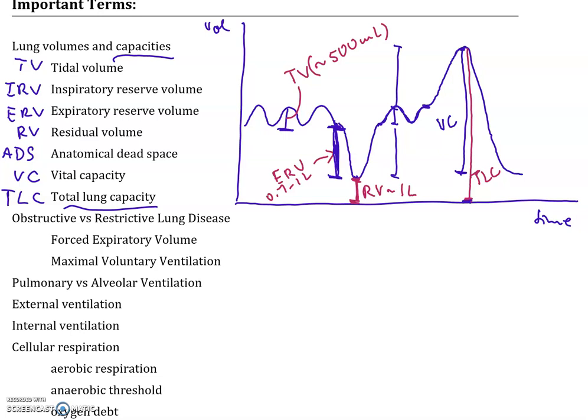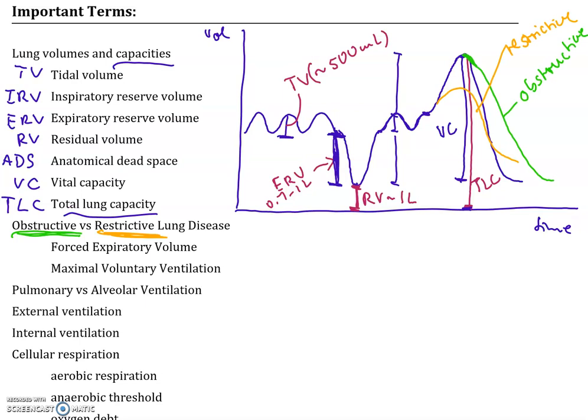So what happens with obstructive lung disease is that you can measure this, and it will be a vital capacity that's normal, but it will take longer to get rid of that vital capacity volume. So here in green is what you might see for obstructive lung disease, that you have somebody with a normal vital capacity, but it will take them longer to breathe out that vital capacity breath. So normal would be following the purple line, and obstructive lung disease means it takes you longer to breathe out a vital capacity breath.